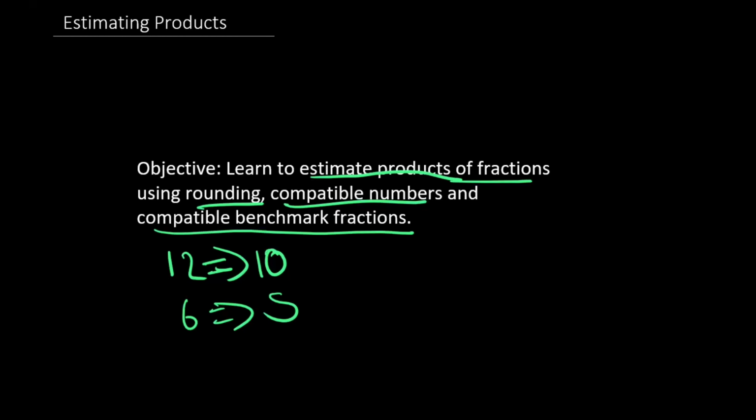And then compatible numbers are any numbers that are easy to add, subtract, multiply, or divide. So you can do those operations in your head too. And then benchmark fractions are like compatible fractions. So some benchmark fractions can be like half or 1 or 1/4, 1/3. They're like compatible numbers, but they're just fractions. So let's start off by doing some examples.